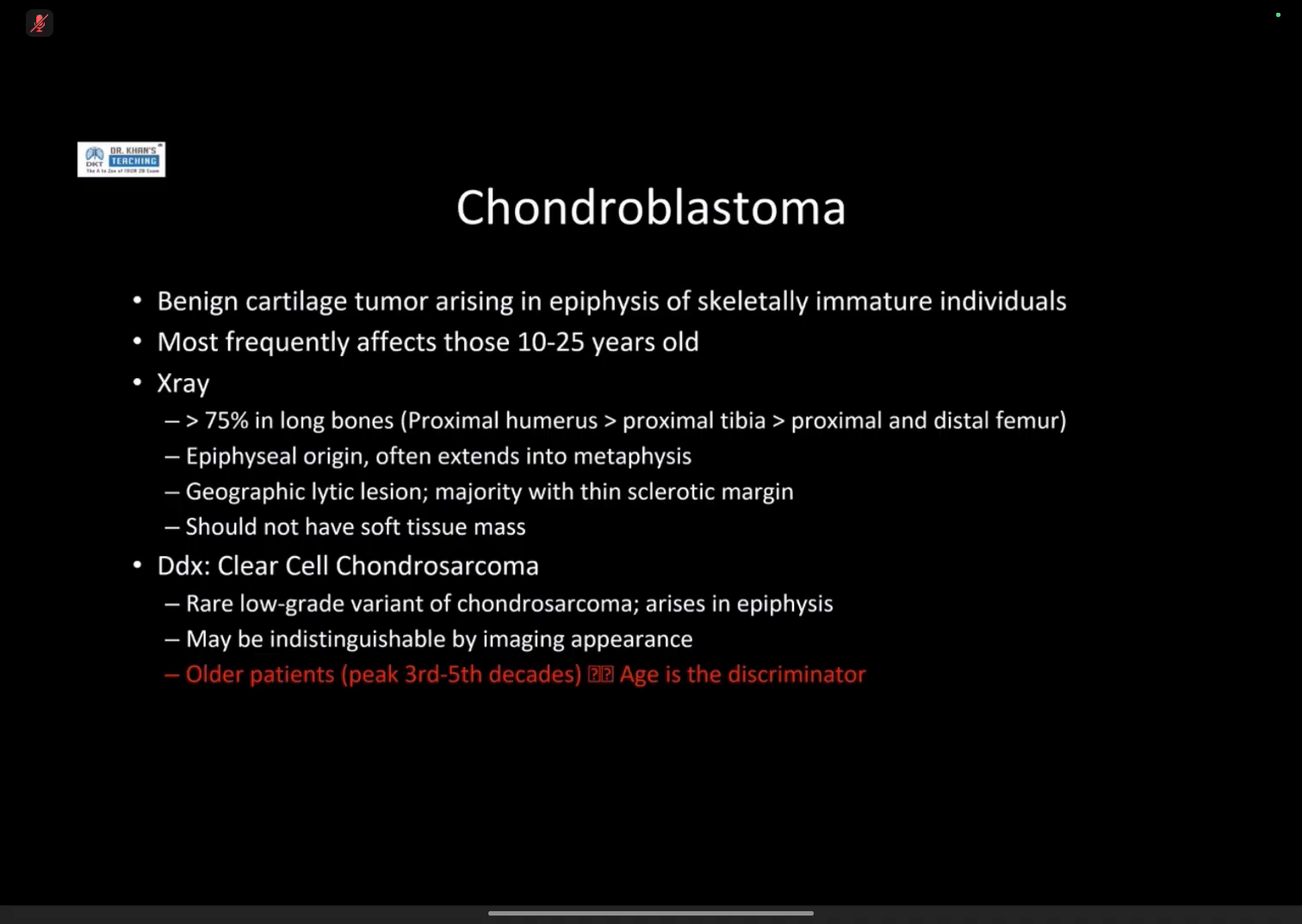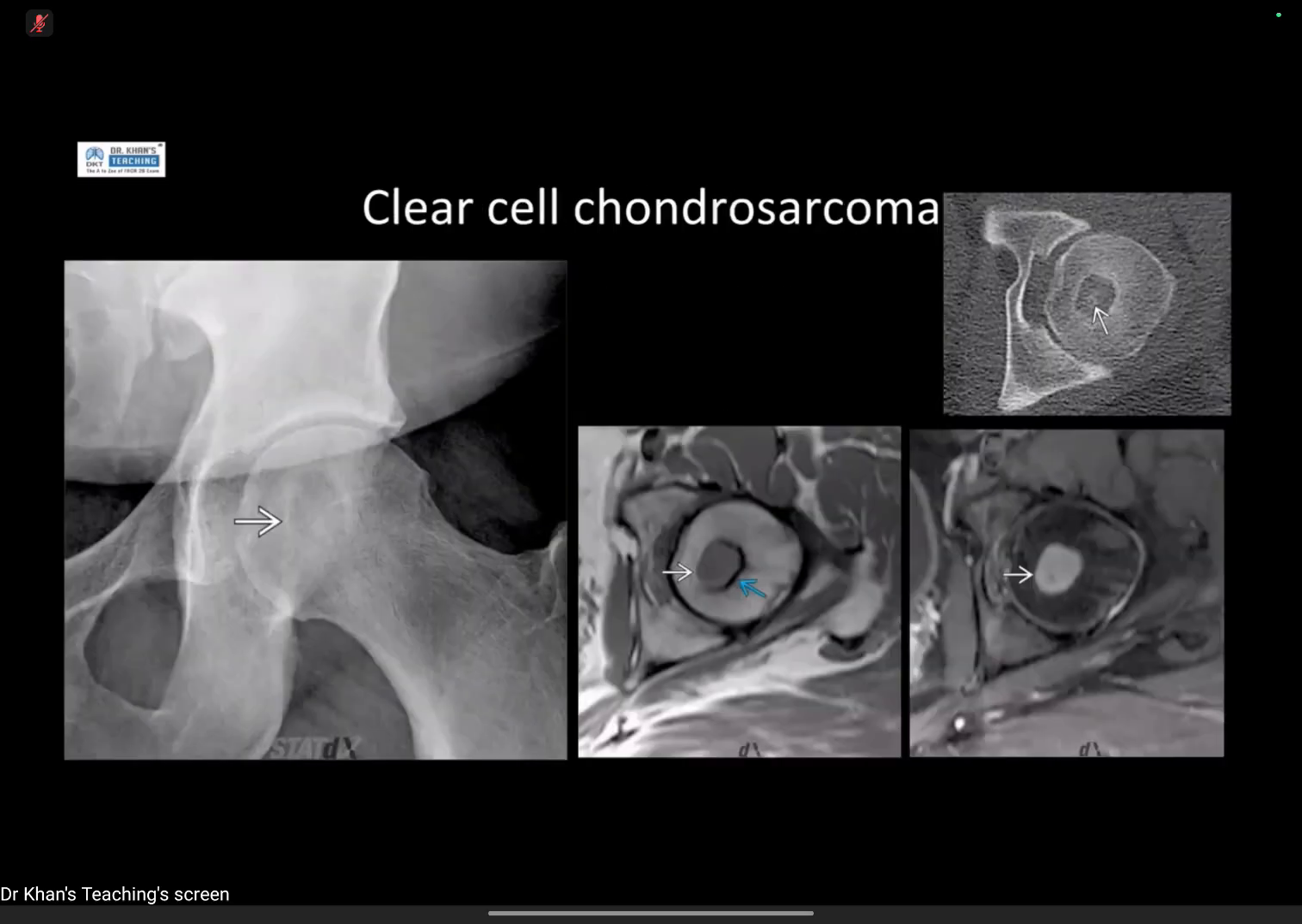They tend to be tumours arising within the epiphysis of skeletally immature patients, and they generally affect the age group between 10 and 25. They tend to be really well-defined lucent lesions with thin sclerotic margins. And the differential really to be aware of here is the clear cell chondrosarcoma. It's a very rare low-grade variant of a chondrosarcoma. It also arises within the epiphyses, and really the discriminator here is age.